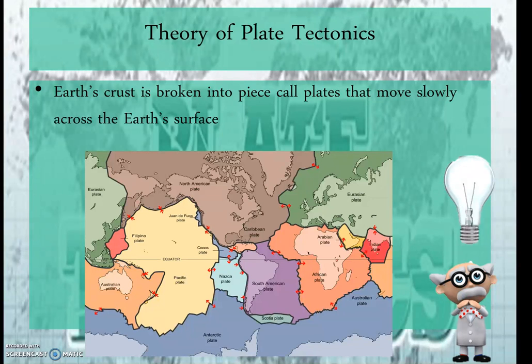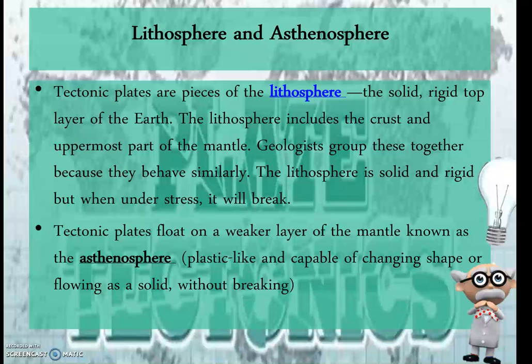Just as a reminder, the theory of plate tectonics is that the Earth's crust is broken into pieces, called plates, that move slowly across the Earth's surface. You can see all of the plates of the Earth here, and these little red arrows are representing the direction that they are moving in.